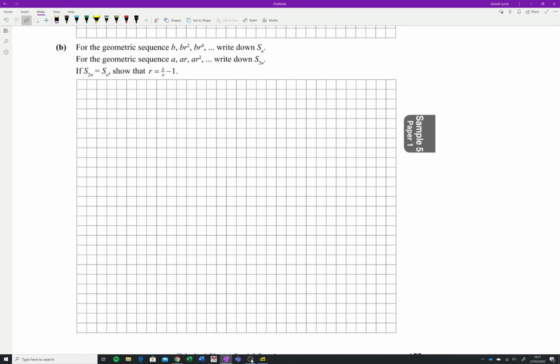Just remember, if it's geometric, you are multiplying by something each time. So what do you have to multiply by to go from there to there? Obviously you'd be multiplying by r squared. And we just check, is that true here? It is. So we know that it's geometric, and we know what we're multiplying by each time.